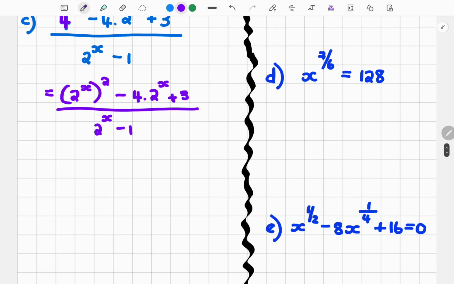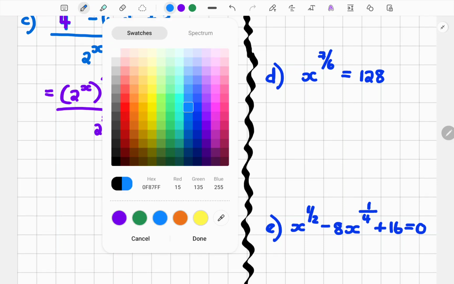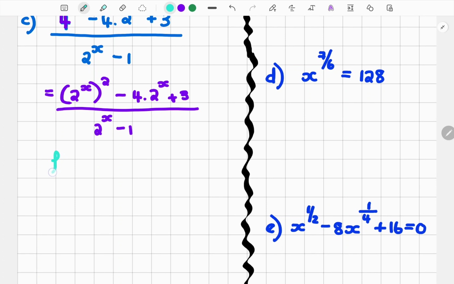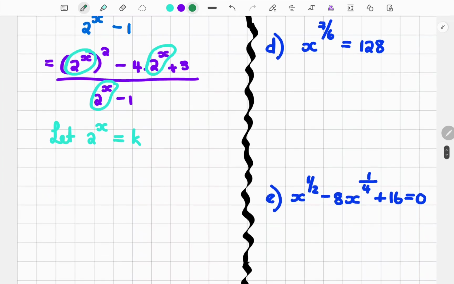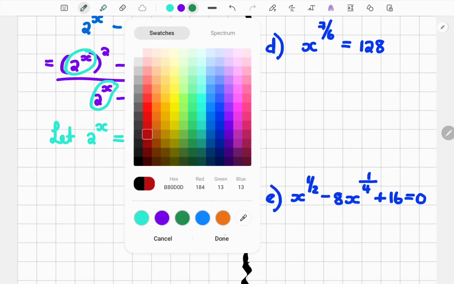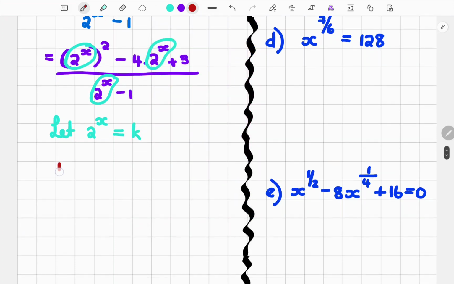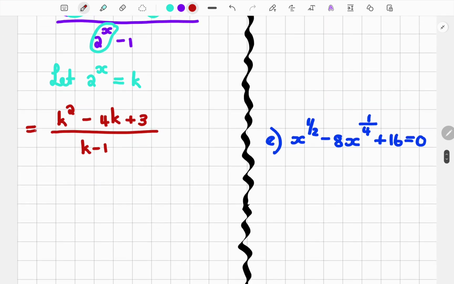Now, it looks horrible. I'm going to change and say let 2 to the power x be equal to k. So can you see I've got here 2 to the power x, I've got here 2 to the power x, and I've got here a 2 to the power x. So let's just, for ease of seeing what the heck is going on, make 2 to the power x equal k. So then we've got k squared minus 4k plus 3 over k minus 1. And now we can easily see that this is something squared, something x, just a number.